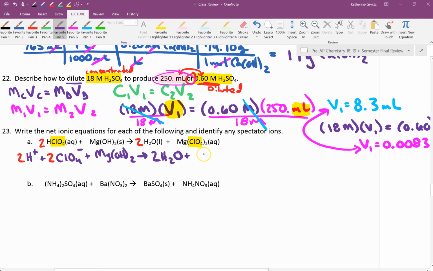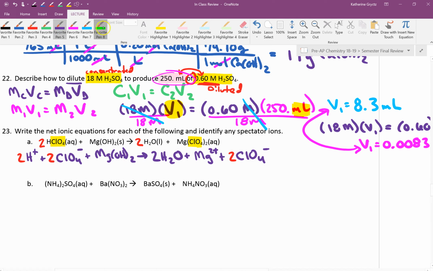And then Mg(ClO4)2 says it is aq. We're going to break it apart. So the Mg has a 2 plus charge. We can tell that from the periodic table. We can also see it on the subscript down here for perchlorate. And then the ClO4 is going to be ClO4 negative, but because it had that 2 subscript, we're going to put 2 out front there.